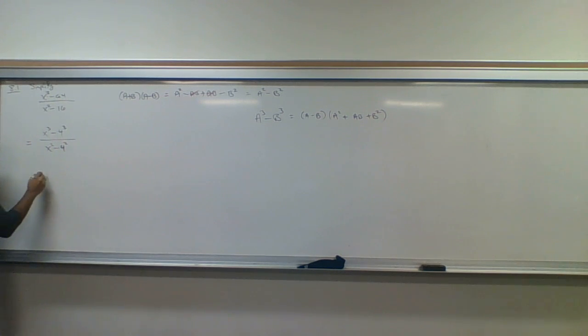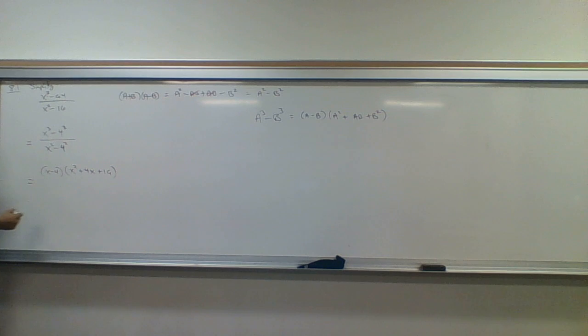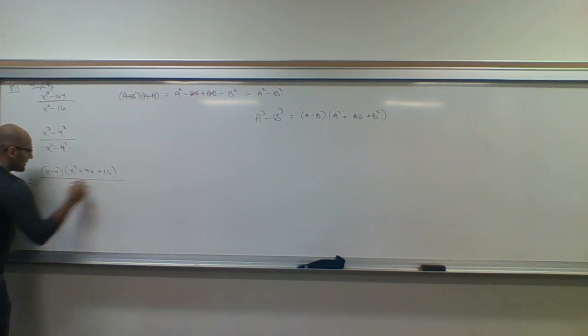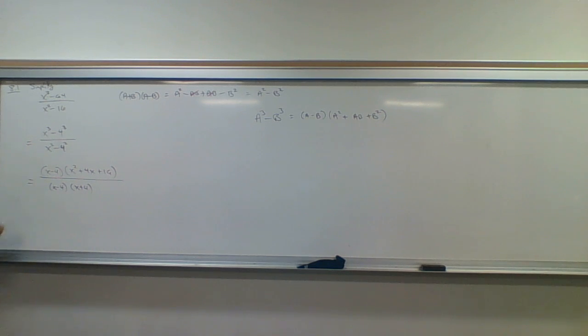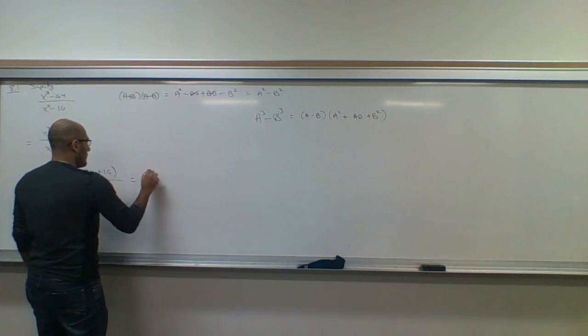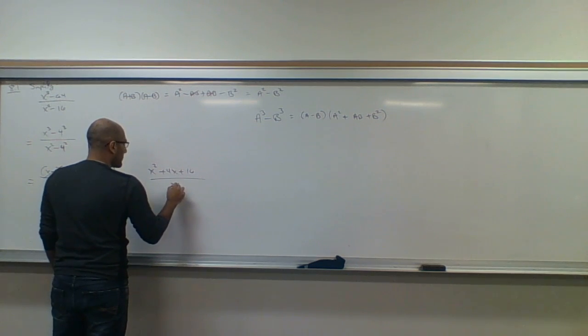So the numerator is going to be x minus 4 times x squared plus 4x plus 16. And the denominator is going to be x minus 4 times x plus 4. Means that this guy and this guy cancel, and then that's our answer right there, right? There's no way to reduce that any further. x squared plus 4x plus 16 divided by x plus 4.